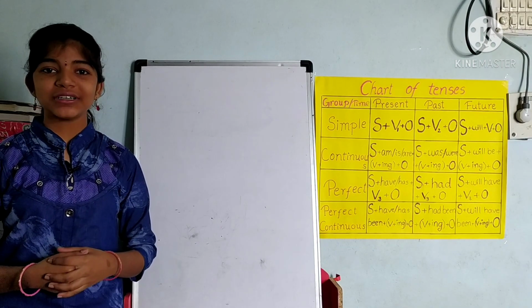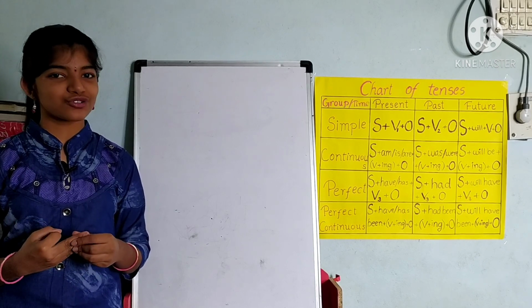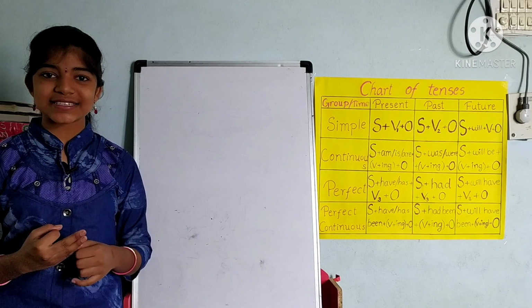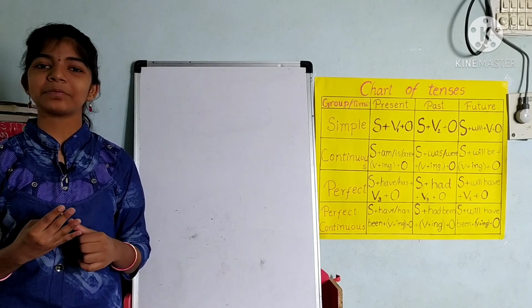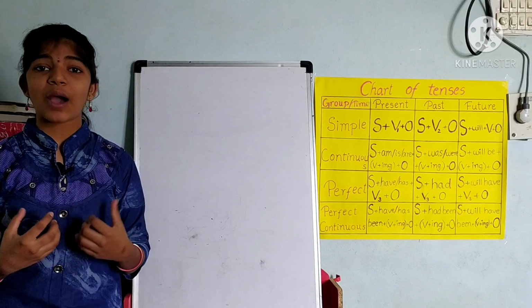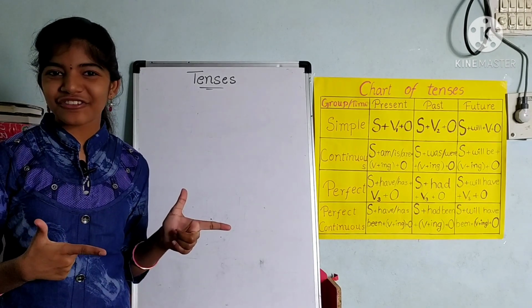In English grammar, there are three basic tenses: present tense, past tense and future tense, and these three tenses have four aspects: simple, continuous, perfect and perfect continuous, which express how an action relates to time. Let's start our video.